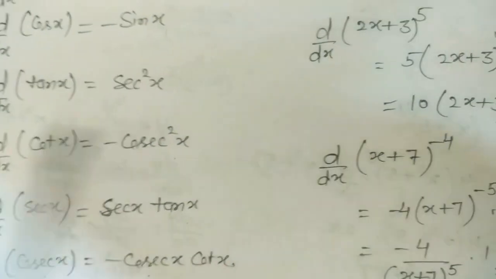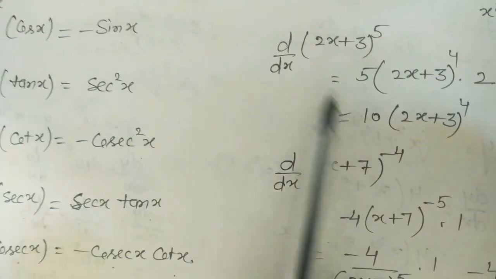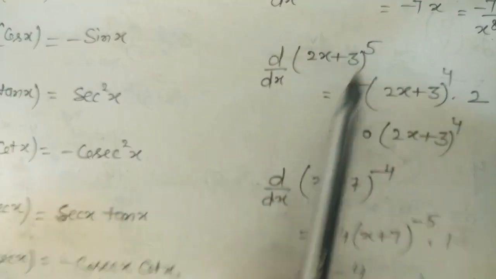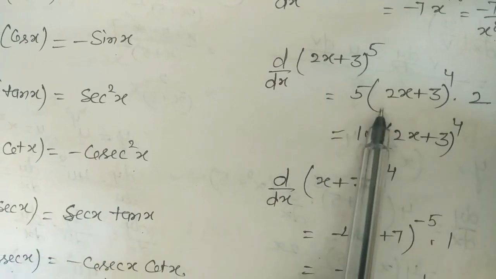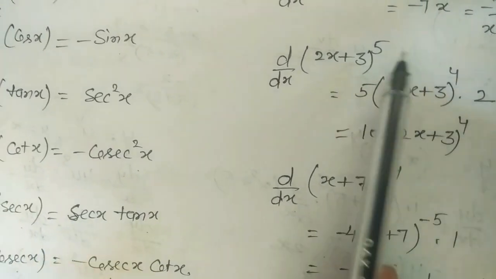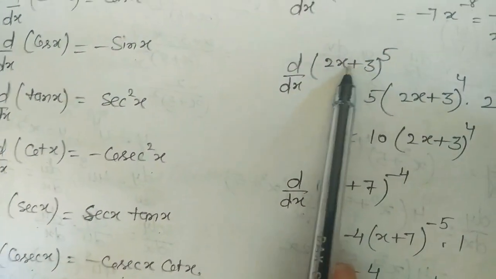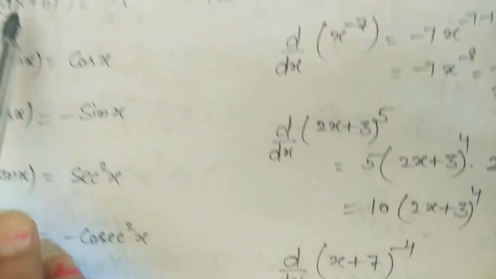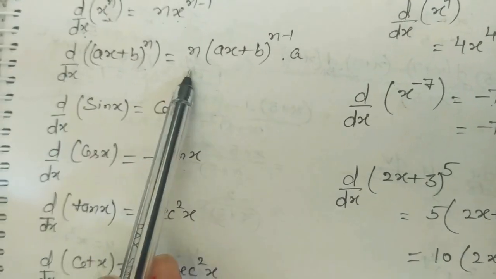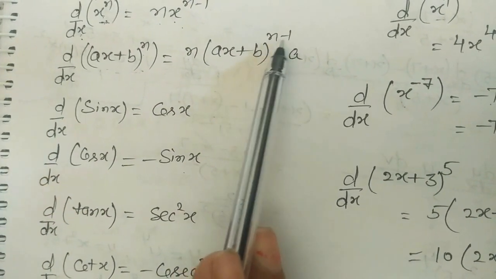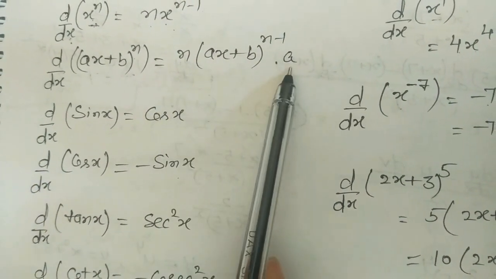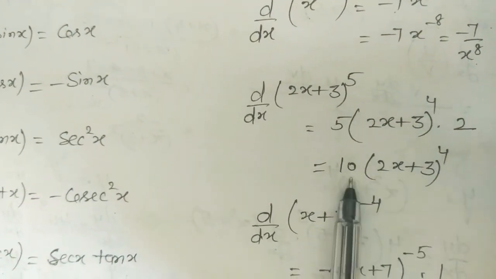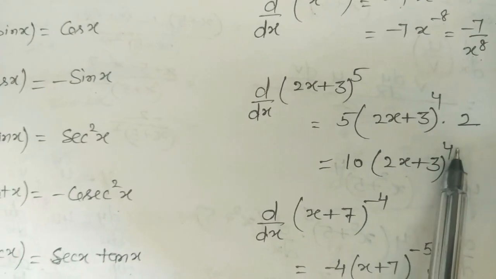Now come to one more example related to this. (2x plus 3) whole power 5. What is the derivative of this? We will take 5 into (2x plus 3) raised to power 5 minus 1, that is 4, into the coefficient of x. The coefficient of x is 2 here. In the same formula, (ax plus b) power n into (ax plus b) raised to power n minus 1 into a, the x coefficient is a. Same here, the x coefficient is 2. So 5 twos are 10, (2x plus 3) raised to power 4.